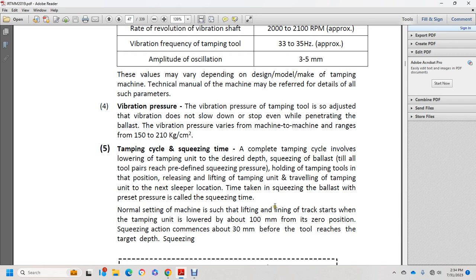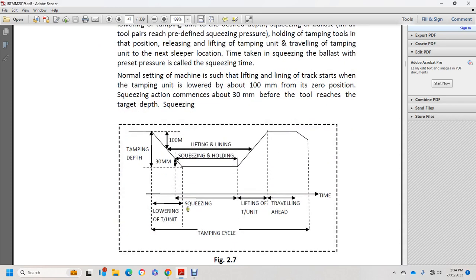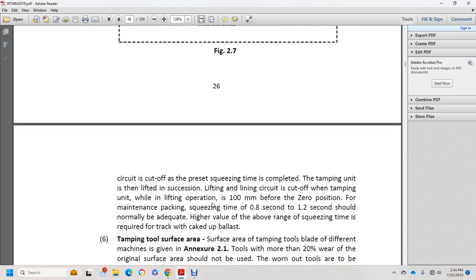In the normal step of the machine, such as lifting and lining of the track structure, the start of the tamping unit is lowered about 100 millimeters from the zero position. Squeezing action commences about 30 millimeters before the tool reaches the target depth. Squeezing, holding, squeezing, lowering the tamping unit, lifting the tamping unit, traveling ahead in time and tamping cycle.